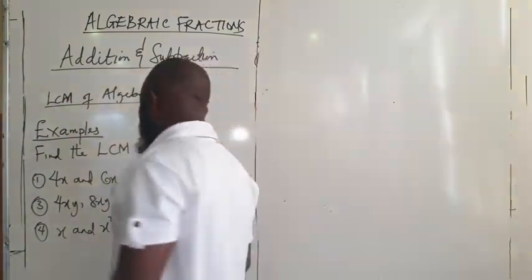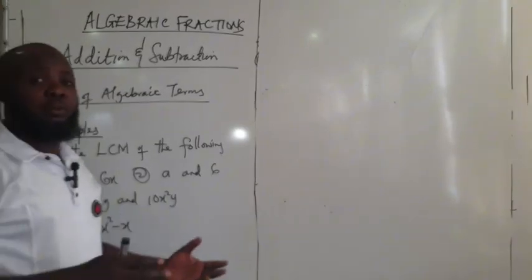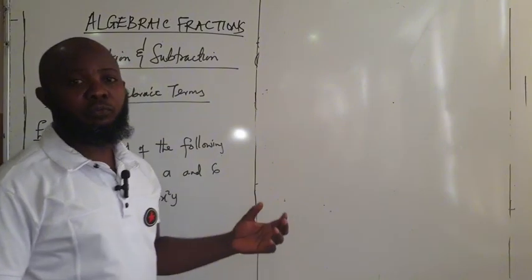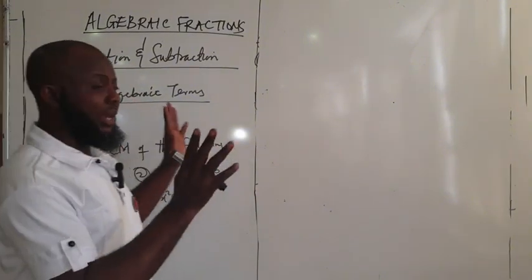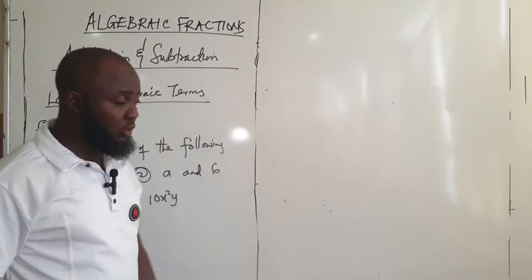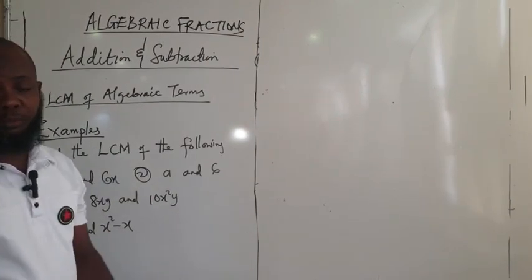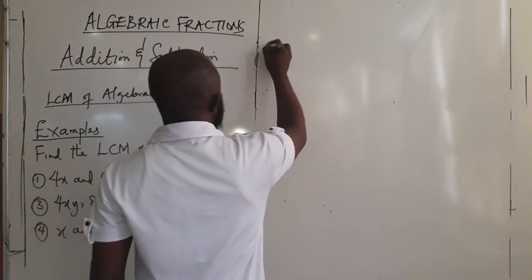So let's look at these examples. Find the LCM of the following. We have 4x and 6x. Mind you, the same way we find the LCM of numbers, it's the same way we find the LCM of algebraic terms. All the methods that you know how to use very well, you can as well apply them to algebraic terms. I hope that is very clear. So let's start with the first one. Solution.